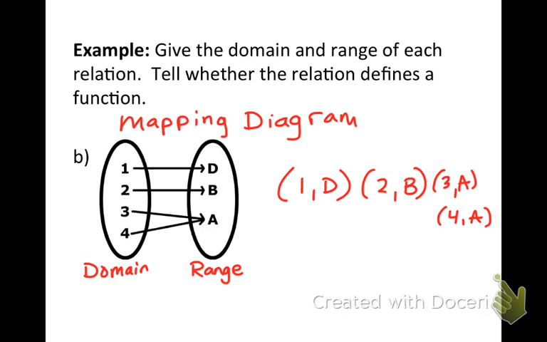So if it was like 1D, 1B, 2B, 3A, 4... Yeah, so if I put another arrow coming off of the 1, like this, then that would not be a function. Okay? So I can have 2 arrows going to one range, but I can't have 2 arrows coming from one domain. Okay? So given a set of ordered pairs, you should be able to identify whether something is a function or not. Given a table, you should be able to identify whether something is a function or not. Given a mapping diagram, you should be able to identify whether something is a function or not.